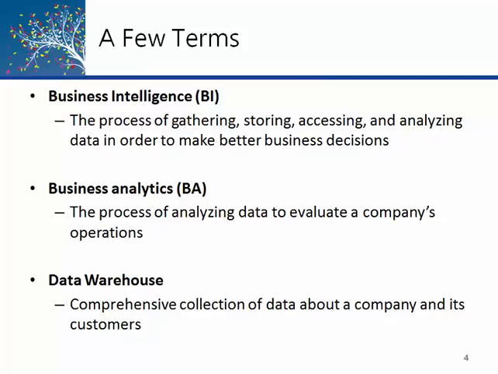Some terms are introduced in this chapter that I want to make sure that you see in the lecture. I know you're going to read the chapter and get exposed to more of these, but business intelligence: the process of gathering, storing, accessing, and analyzing data in order to make better business decisions. The idea here is that it's applied to business, that there is a business use for thinking about intelligent systems. Business analytics is a process of analyzing data to evaluate a company's operations. These are very similar objectives, business intelligence and business analytics.